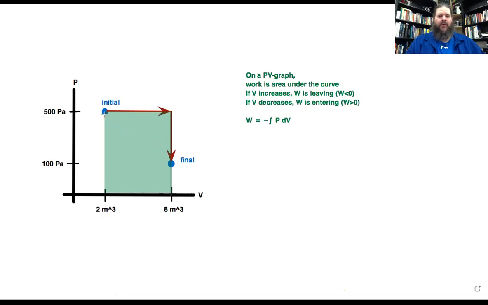And it looks like that's more than that trapezoid we were looking at earlier. So this process involves a larger amount of work than the previous process, even though it was the same initial and final values, because most of the change is happening at a higher pressure. And the higher the pressure is, the more work it takes to change the volume. Any questions on that so far?